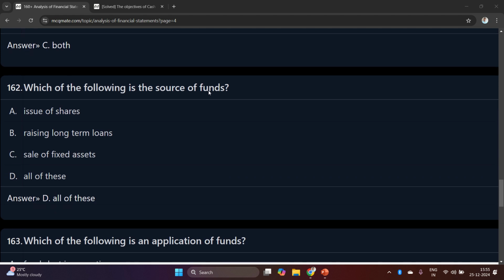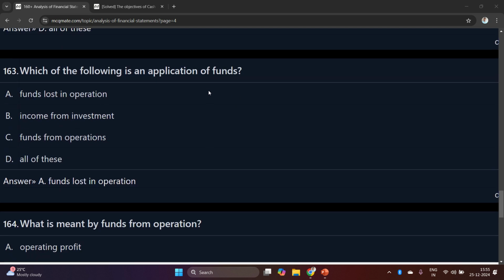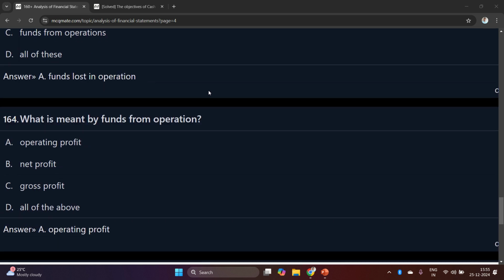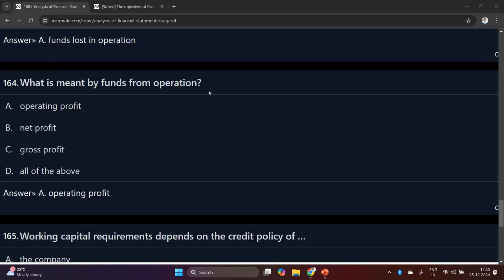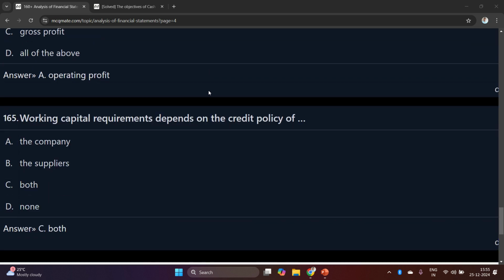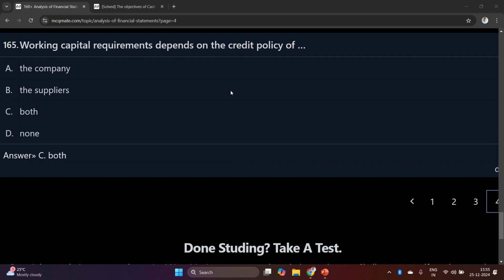Which of the following is a source of funds? Issue of shares, raising of long-term loans, sale of fixed assets, all are the source of funds. Which of the following is an application of fund? Fund lost in operation. What is meant by funds from operation? Operating profit. Working capital requirement depends on credit policy of both supplier and company. These are the 165 questions from the analysis of the financial statement.